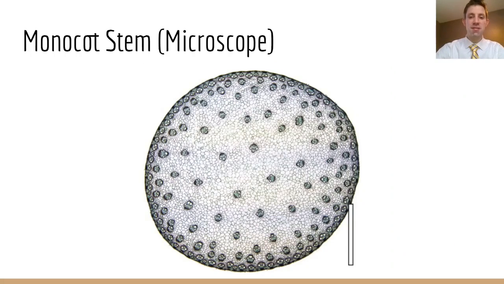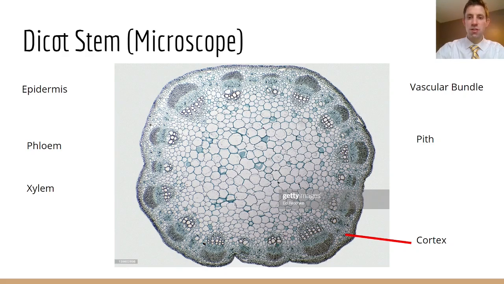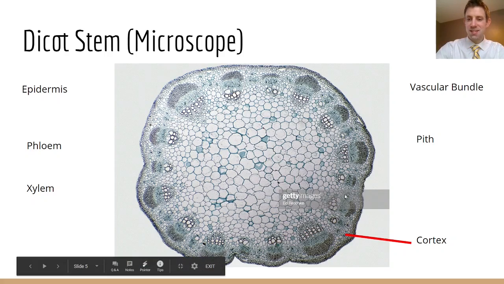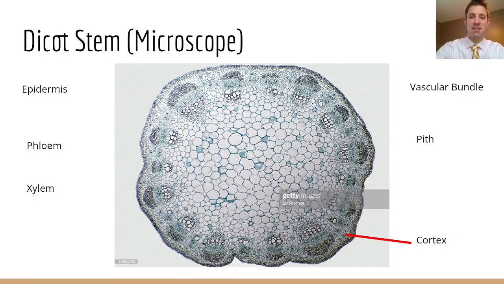Let's take a look at a monocot stem. Actually, let's go back for just a moment because I forgot to mention it. Notice the pattern in the dicot stem here in terms of the vascular tissue. Notice how it forms a ring around the outside. That's the defining feature of a dicot stem. All of the vascular bundles are arranged in a ring around the outside of the stem.